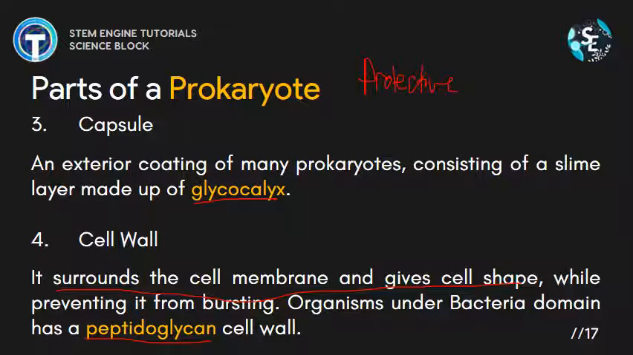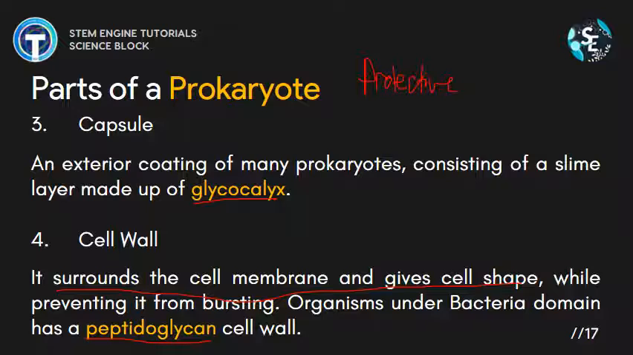Now, punta naman tayo ngayon sa protective parts ng prokaryote. Kung kanina pinag-usapan natin is yung locomotion, punta naman tayo ngayon dito sa protective parts. So, first, we have the capsule. Please take note that not all prokaryotes have capsule. Some species of prokaryotes have a capsule. So, what is a capsule? It is an exterior coating of many prokaryotes consisting of a slime layer made up of glycocalyx. So, ito rin tatandaan natin sa capsule.